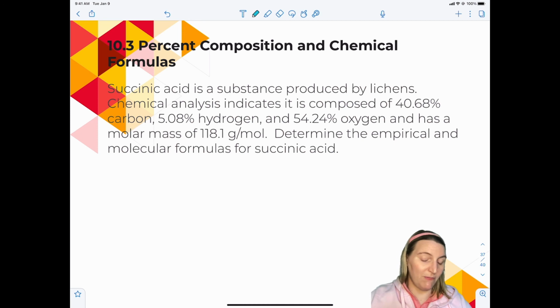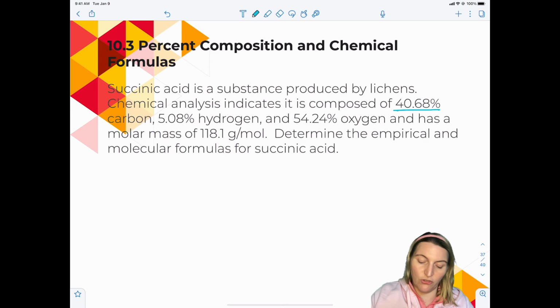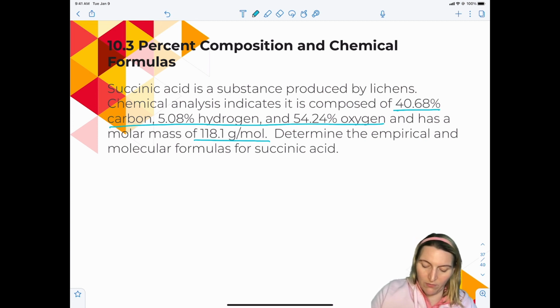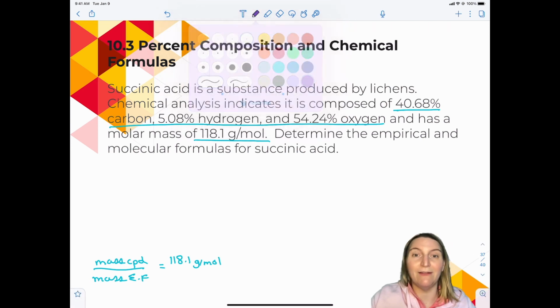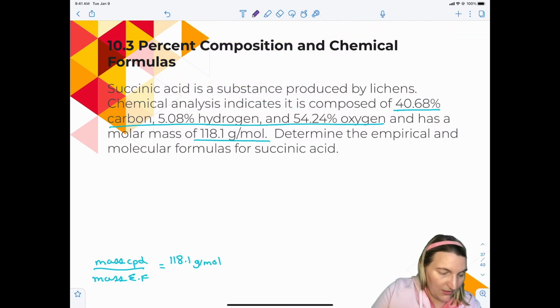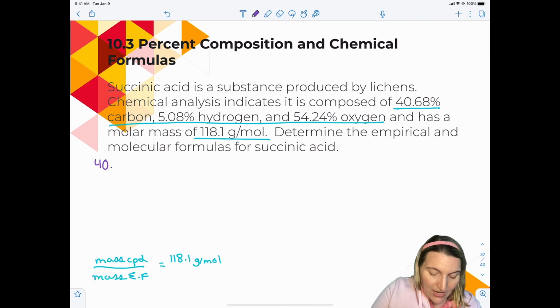This last problem here is for succinic acid. We get its percent composition: carbon, hydrogen, and oxygen. We get its molar mass, and we want to determine the empirical formula and the molecular formula. So I know at the end, I need to take the molar mass of the compound over the mass of the empirical formula. So we already have one piece of that, 118.1. Now I have to find the empirical formula in order to find the mass of the empirical formula. So I'm going to do those same steps that I have done before.